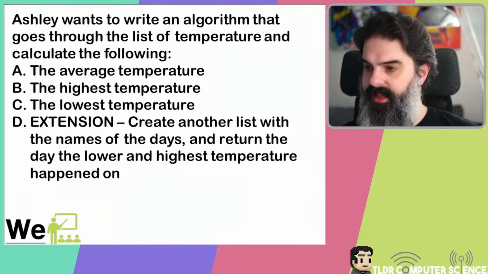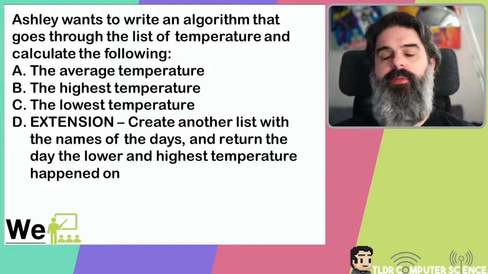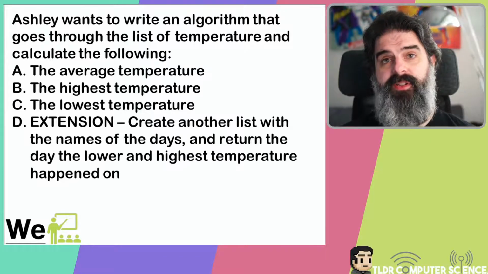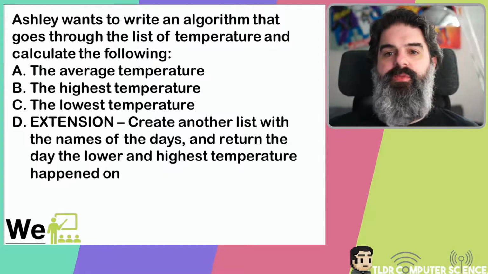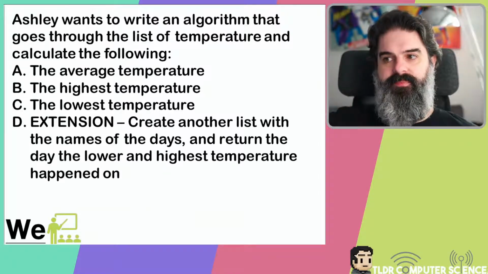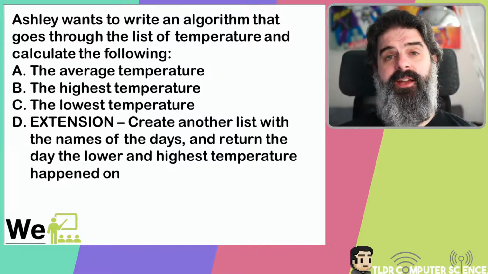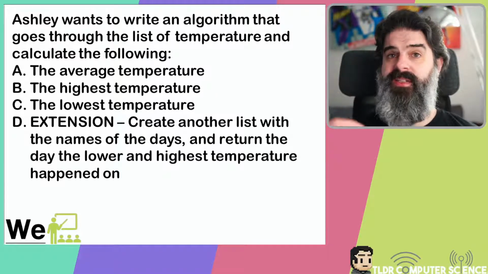Okay, so in here, it's an extension of what we just did. This time, Ashley wants to write an algorithm that goes through the list of the temperatures. So she's recorded all these temperatures, Monday to Friday, and she wants to step through the list. You can use the same for loop as last time, and you've got to calculate A, the average temperature, B, the highest temperature, C, the lowest.